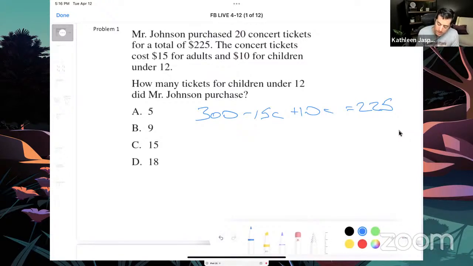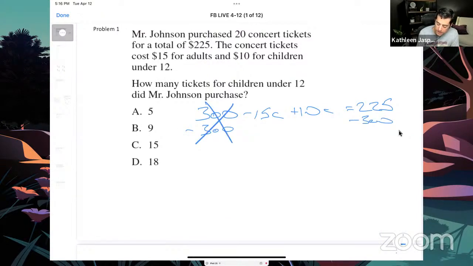And you'll notice I've got the 225 on the right side, and I've got 300. I always tell you to try and get the variables so that they're not negative, but since they're both on one side, let's just leave them there. Unfortunately, we're going to get negatives, but that's okay. I need to subtract the 300. And what's going to happen is I'm going to combine negative 15C and positive 10C. So I get negative 5C is equal to negative 75.